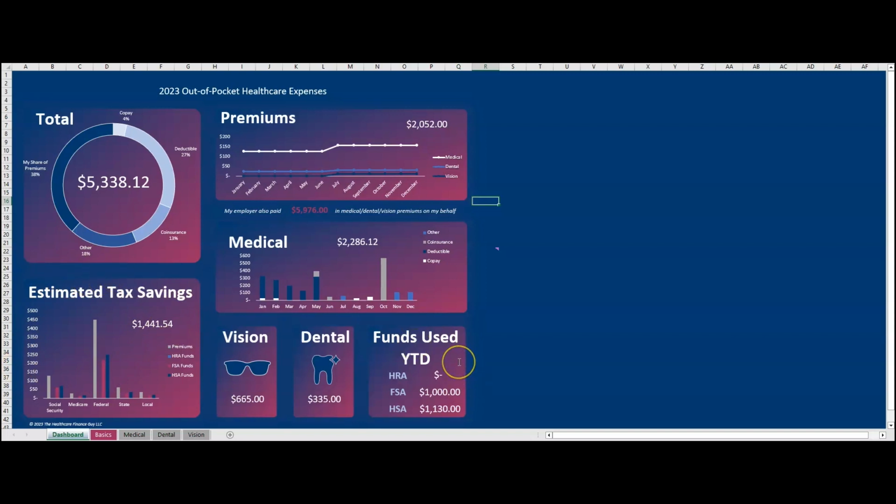Lastly, the funds used to date just summarizes how much of your HRA, FSA, or HSA funds you've used on healthcare expenses. This is particularly helpful for FSAs since FSAs are use it or lose it plans. So it's nice to know how much of your account you've used year to date so you can keep an eye on how much you have left for the year. And that's a walkthrough of the 5 tabs of the ultimate healthcare expenses tracker for 2023.